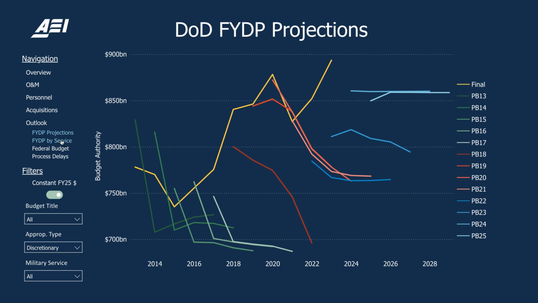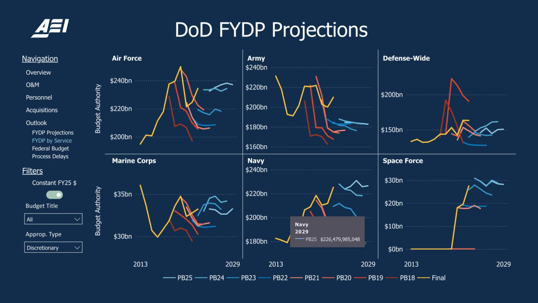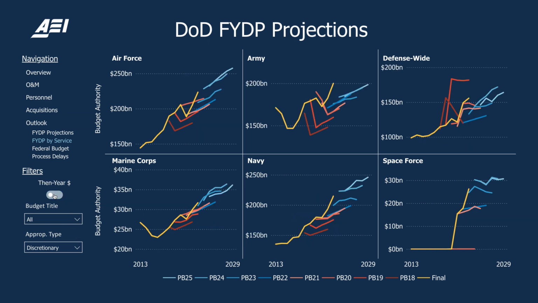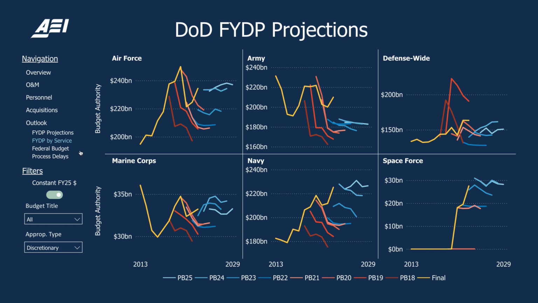Now, if you click on FYDP by service, it puts all the services plus defense-wide on one page, so you can see how their budget requests in the most recent budget compare to previous budget requests. And again, you can filter it by discretionary and mandatory. You can show it in then-year dollars or in constant year dollars.